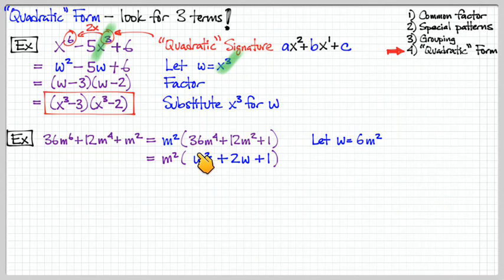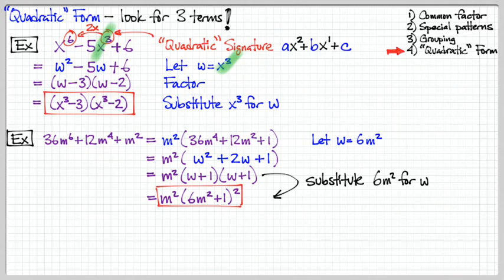So now I substitute: the 36m to the 4th becomes w squared. 12m squared becomes 2w instead. Now I could factor this down. This becomes w plus 1 times w plus 1. But let's push back in, substitute back in the 6m squared here. And now we have this m squared times that. Okay, so that's the lesson on quadratic form.